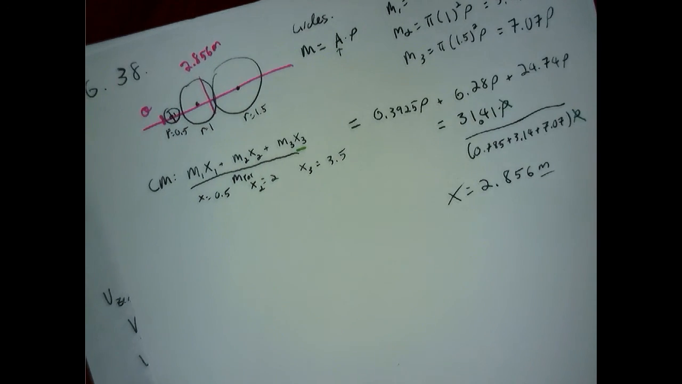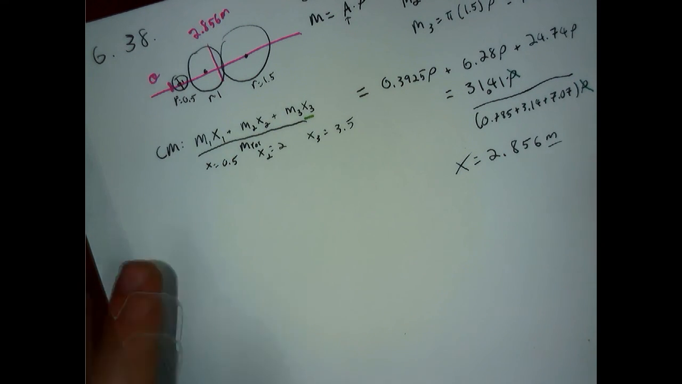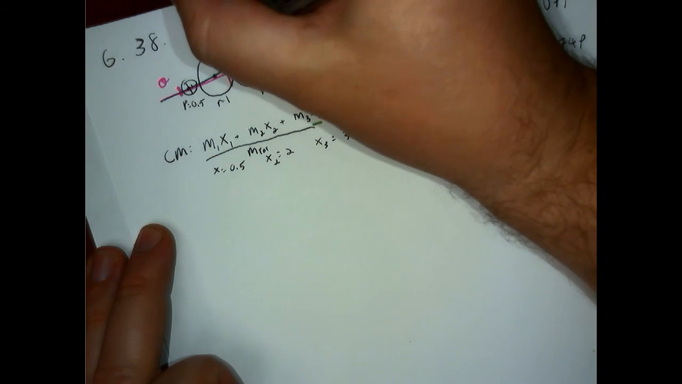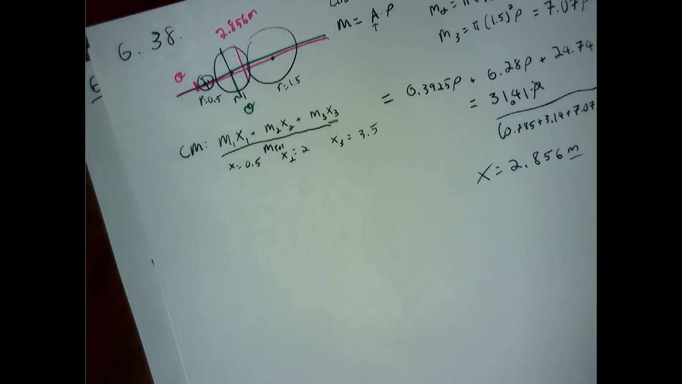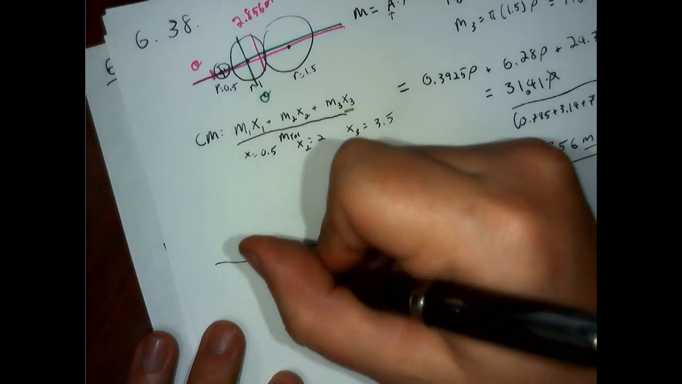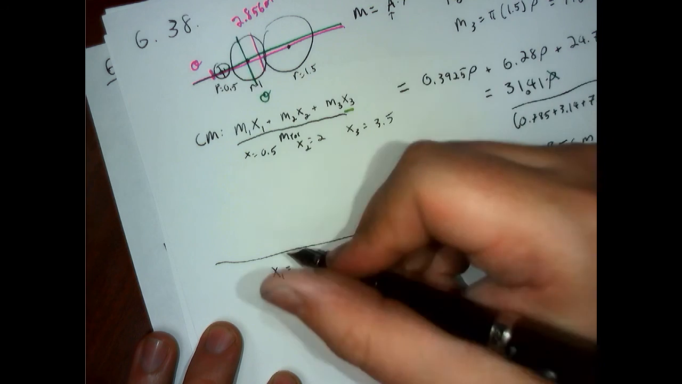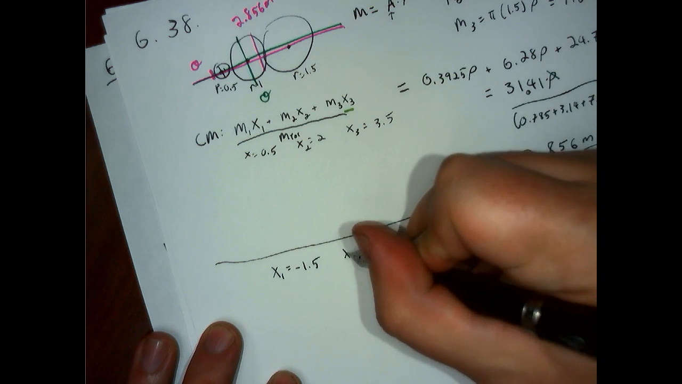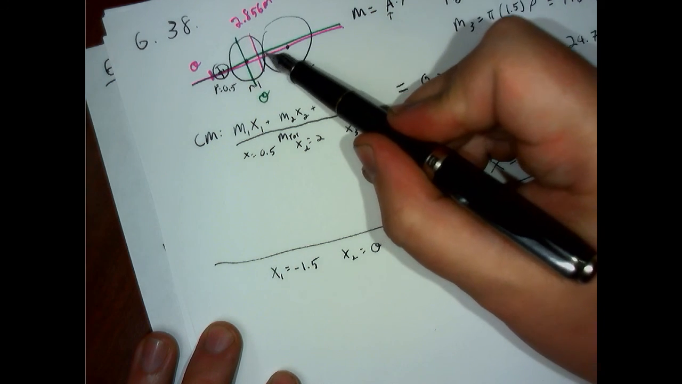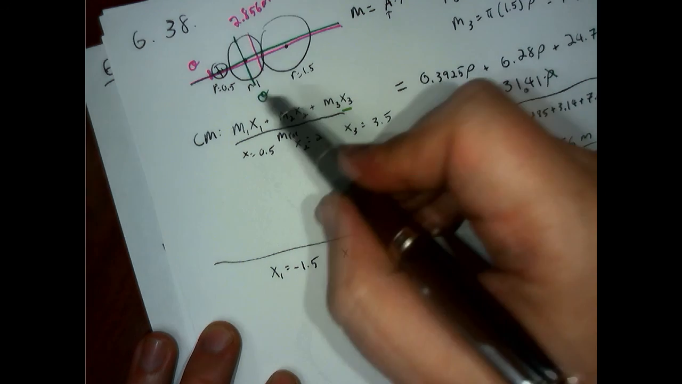Okay, like I said, there's a second way to do this. It depends on where we put the origin, right? There's a clever way to pick the origin, which is you put the origin right in the middle of one of these objects, wherever you want. So I'm going to redo this calculation and put the origin there. Why? Because if I put the origin there, x1 is going to be minus 1.5, x2 is going to be 0, and x3 is going to be 2.5.